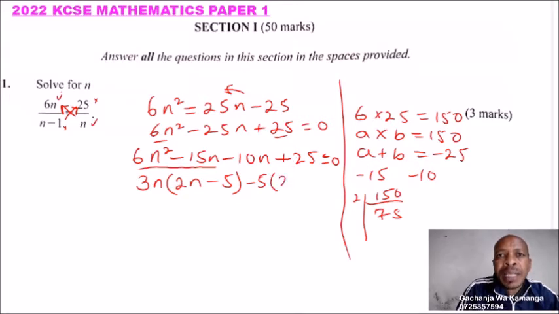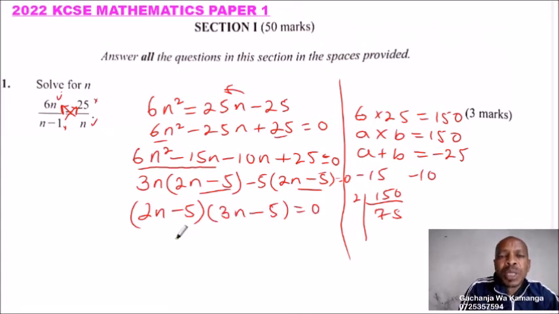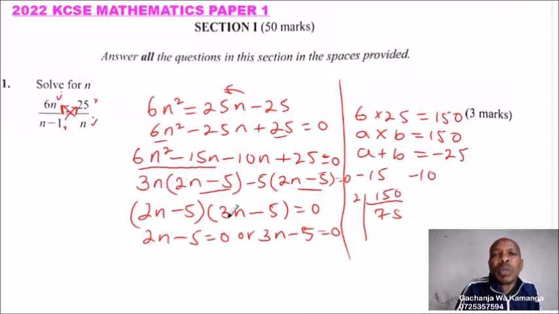So we have this, 2n minus 5, is equal to 0. This would be the same as that. So we write 2n minus 5, close the bracket. When you factor it out, you'll be left with 3n minus 5 is equal to 0. So we say 2n minus 5 is equal to 0, or 3n minus 5 is equal to 0. Because when you multiply two numbers and the product is 0, then one of them should be 0.